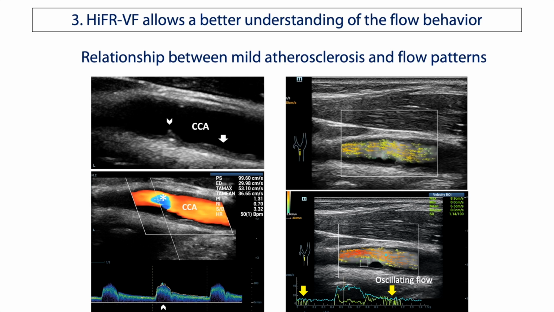In this case, VFlow shows laminar flow before the plaque, eccentric maximum velocity vectors, and a large complex flow along the opposite wall, where oscillating flow, indicated by the yellow arrows, is evident.